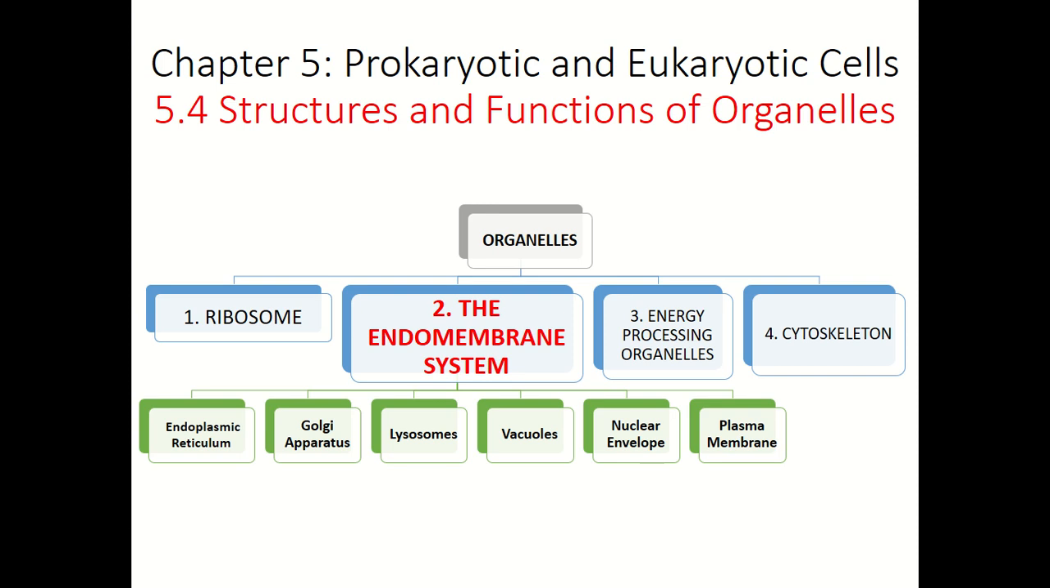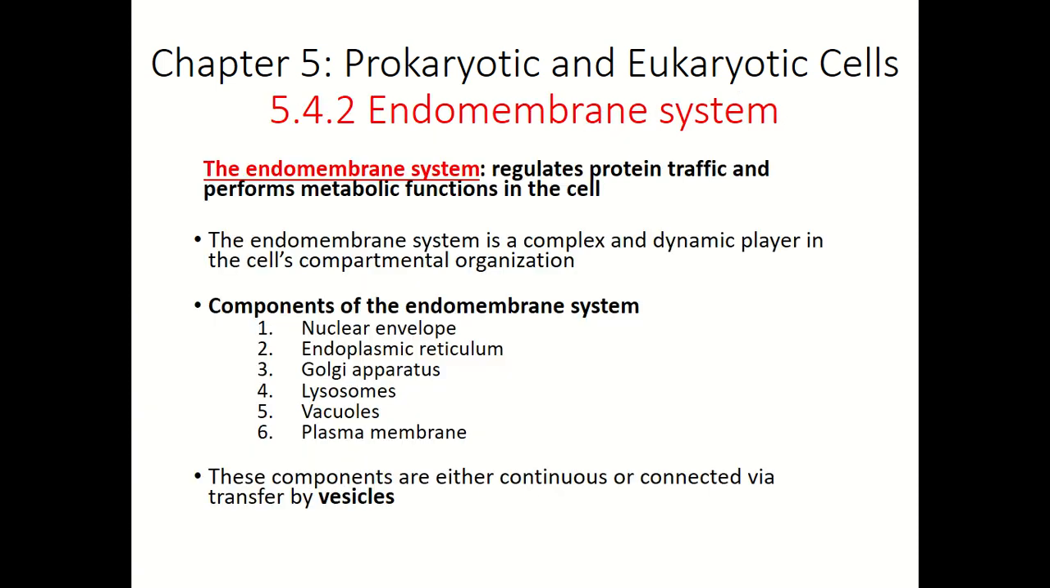So next, we're gonna look at the endomembrane system that consists of the endoplasmic reticulum, Golgi, lysosome, vacuoles, nuclear envelope, and also the plasma membrane. However, we will learn about the plasma membrane next week. Okay. So, the endomembrane system.